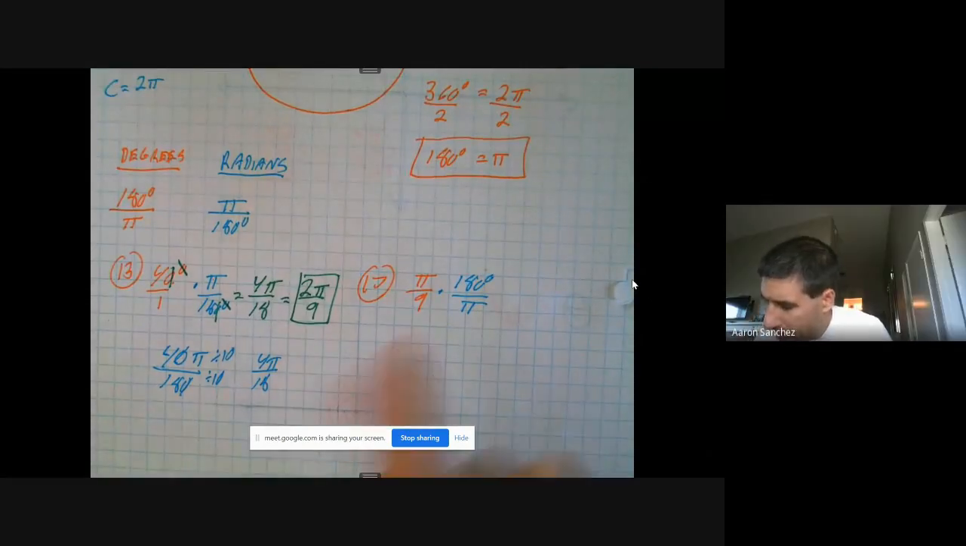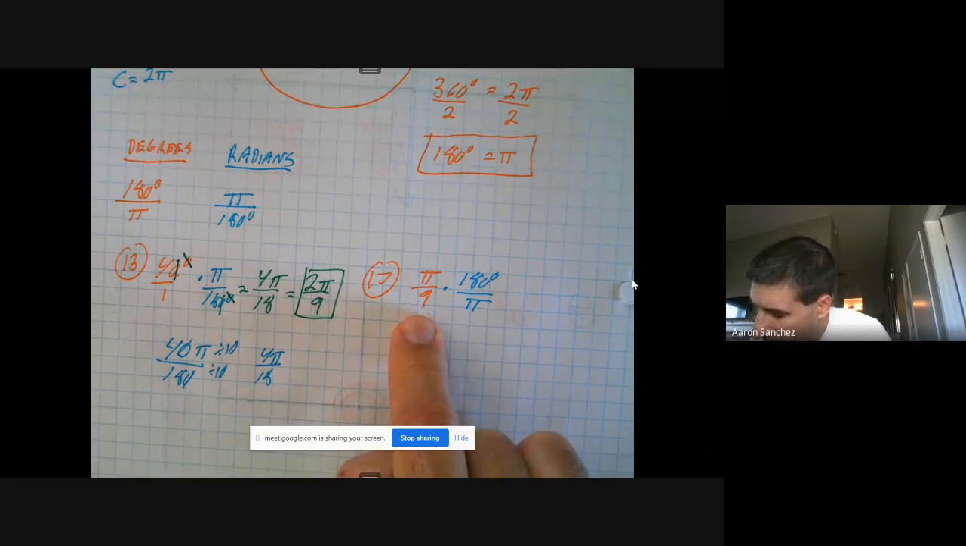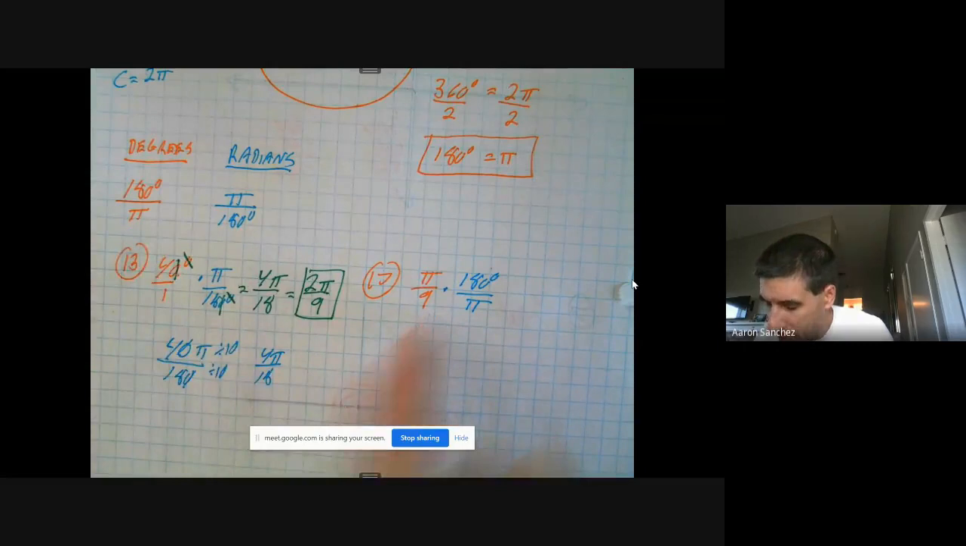Okay. So Mara, look at this one now. What do you think I'm going to do here? I want to convert pi over 9 into degrees. So I use this because the degrees are on top. How would you simplify this, Mara?